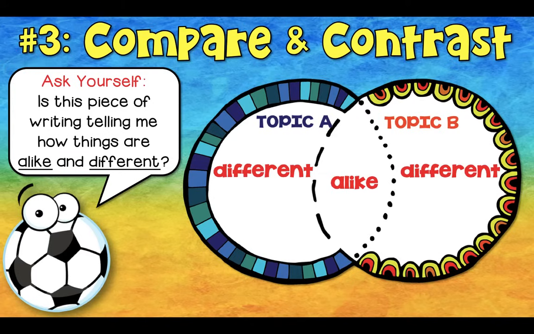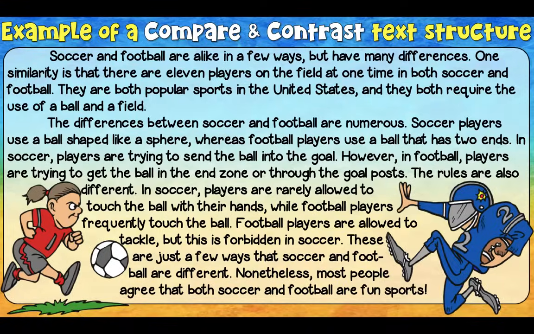That's when the writing will tell how two or more things are alike and also how they're different. So think about that Venn diagram with the two circles that intersect. In the middle, they say the alike things, and on the outsides, they say what's different about the two topics. So here's an example. Soccer and football are alike in few ways, but have many differences.